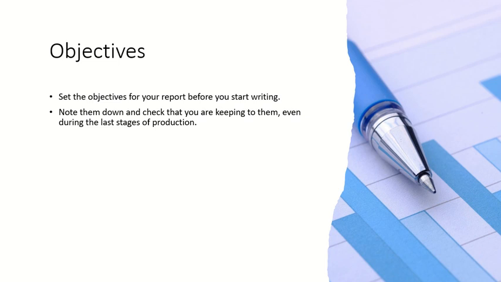So make sure, the first example tells you that when you set the objectives, once your work is done, check it against the objectives, whether you fulfilled the objectives or not. And the second example tells you to make your objectives very precise. Don't try to cover everything in one report or in one paper.